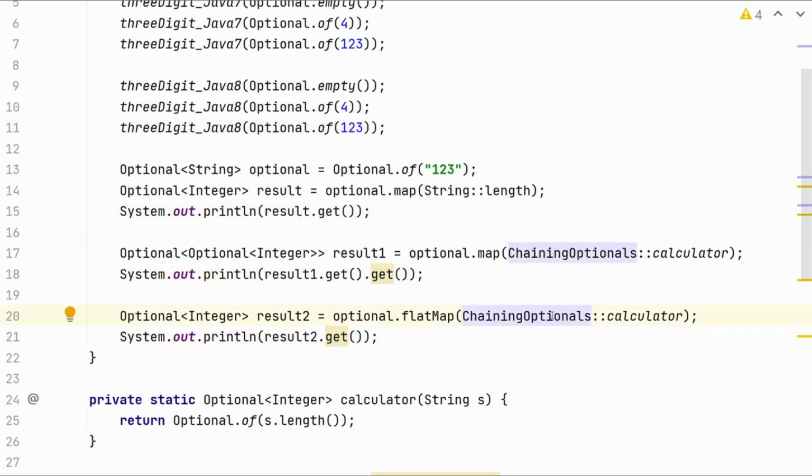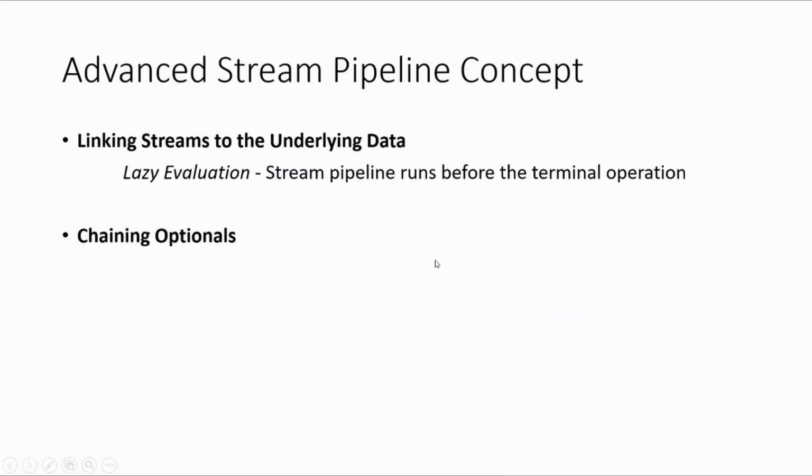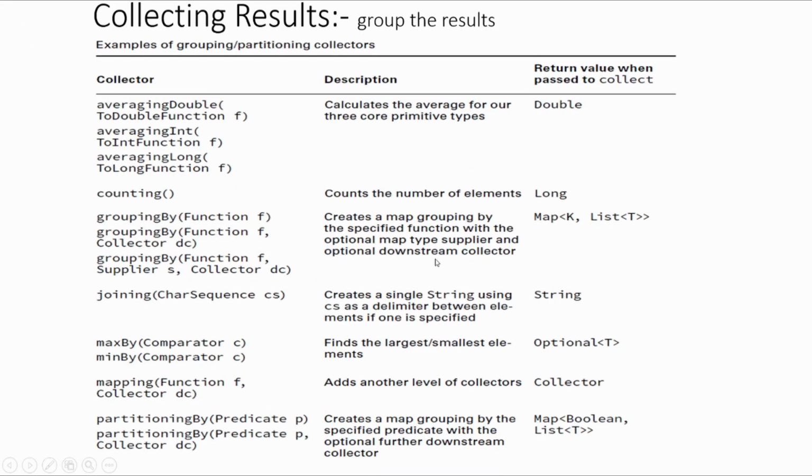All right, so flat map removes the unnecessary layer. So chaining calls to flat map is useful when you want to transform one optional type to another optional type. Okay, next, collecting results. Collecting results means group the results.